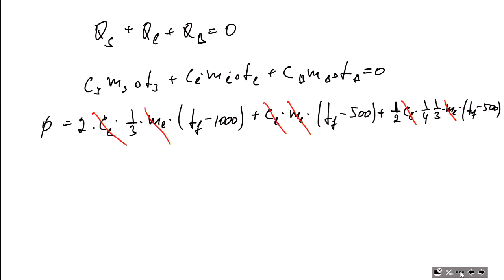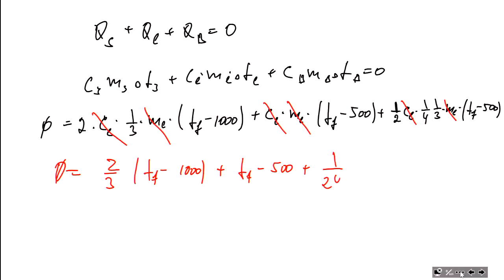And now the equation has, well, I will write it. 0 equals 2 over 3 times (final temperature minus 1000) plus (final temperature minus 500) plus 1 over 24 times (final temperature minus 500). And that should do it. Physics is done.